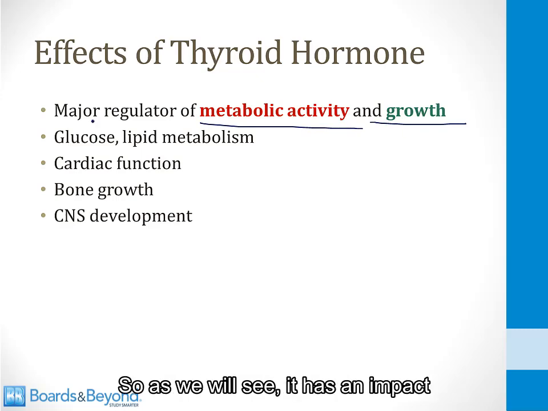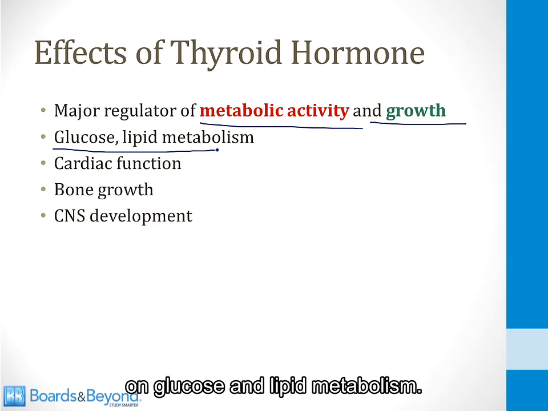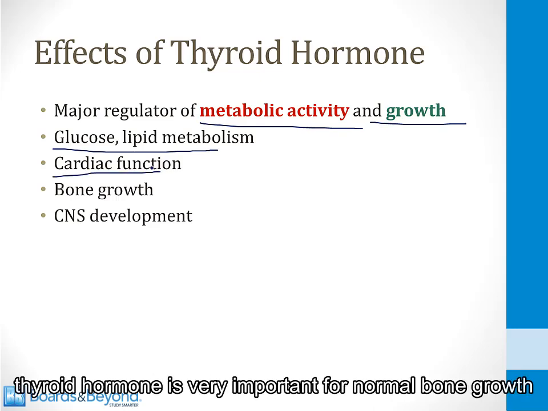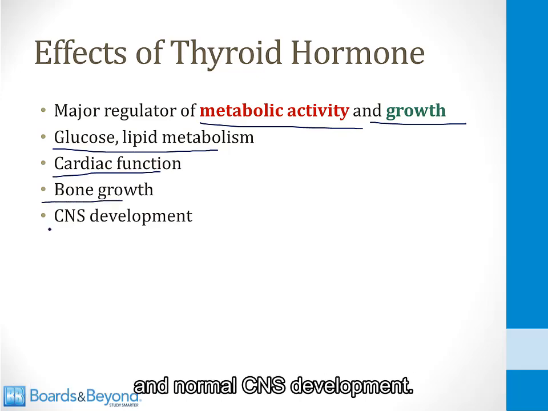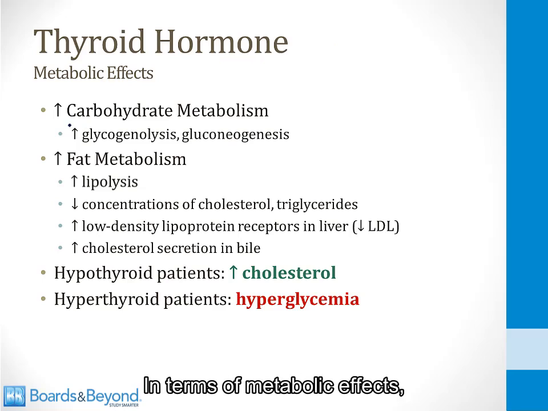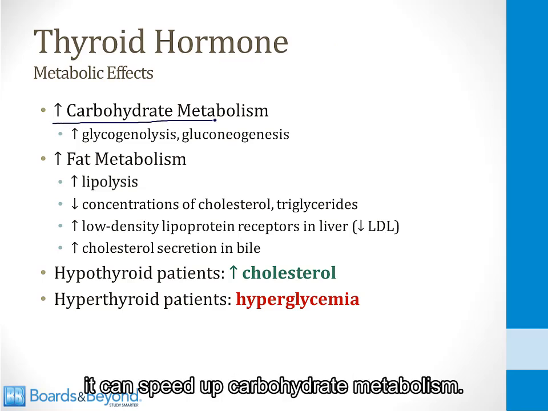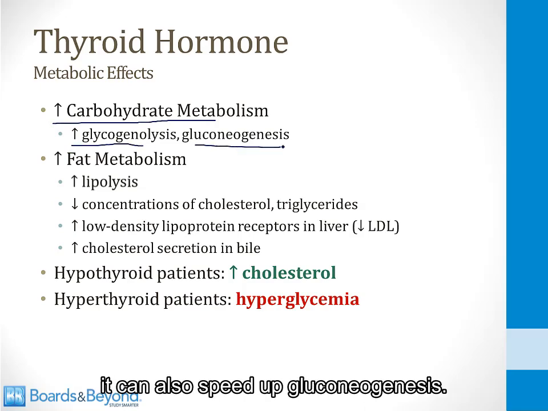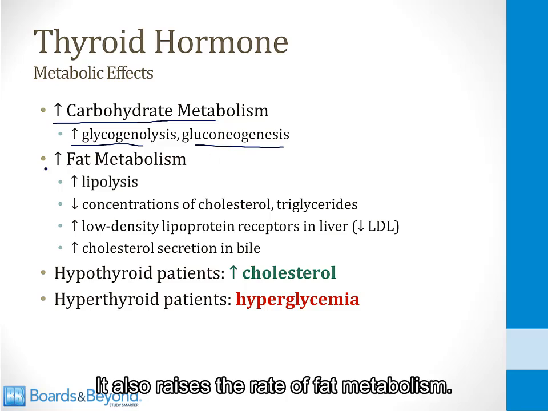So as we will see, it has an impact on glucose and lipid metabolism. It can also influence cardiac function, and then in terms of growth, thyroid hormone is very important for normal bone growth and normal CNS development. In terms of metabolic effects, it can speed up carbohydrate metabolism, it can increase the rate of glycogen breakdown, it can also speed up gluconeogenesis. It also raises the rate of fat metabolism.